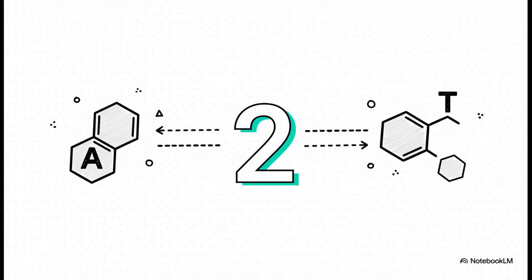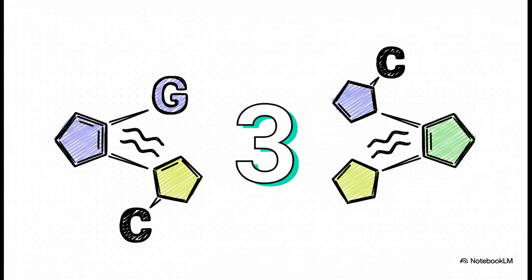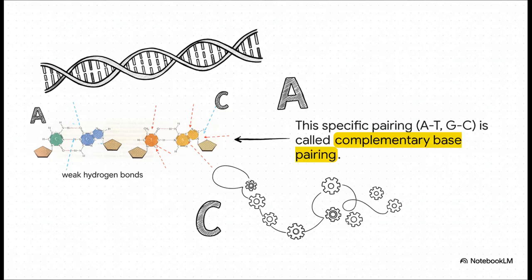So to be specific, the purine adenine, or A, always pairs up with the pyrimidine thymine, or T, and they're held together by 2 hydrogen bonds. And the purine guanine, G, always pairs with the pyrimidine cytosine, C. This pair is a little bit stronger, held together by 3 hydrogen bonds. And that's the rule, A with T and G with C.